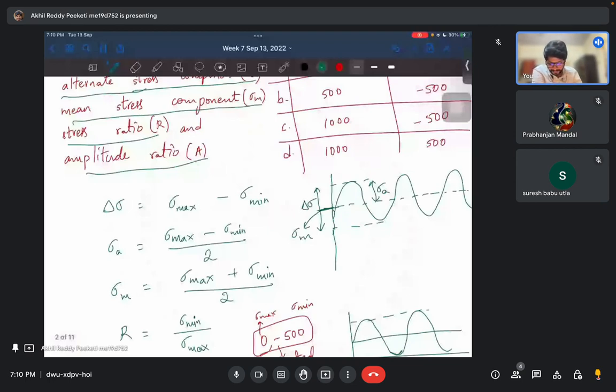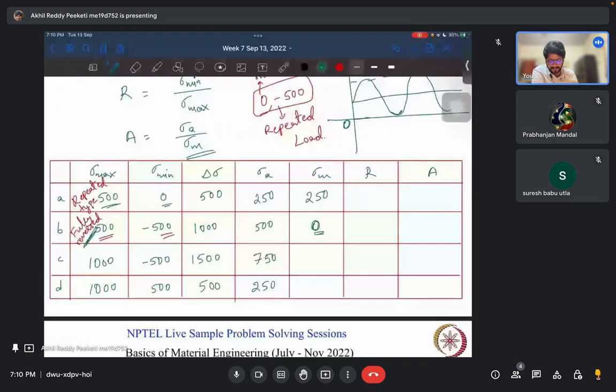Now what is the mean? Mean of sigma max and sigma min here is 250. 500 minus 500, this is 0. So in a fully reversed load the mean would be 0. That is how you can easily identify a fully reversed load. Now 1000 and minus 500, so the mean would be 250, and for 1500 the mean would be 750.